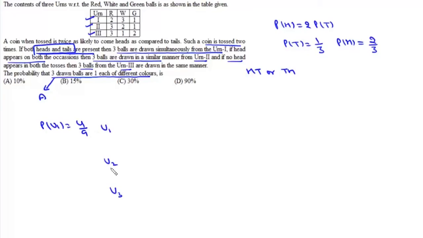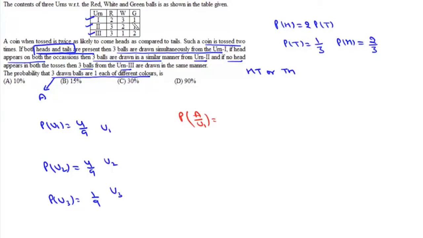Now we'll get U2 when it is both heads, and if it is both heads, it will be HH. That will be 2 by 3 into 2 by 3, which again is 4 by 9. So probability of U2 is also 4 by 9, and the probability that both of them are tails will be simply 1 by 9. Now we'll find this conditional probability that if we have chosen urn 1, then we get all 3 different color balls.